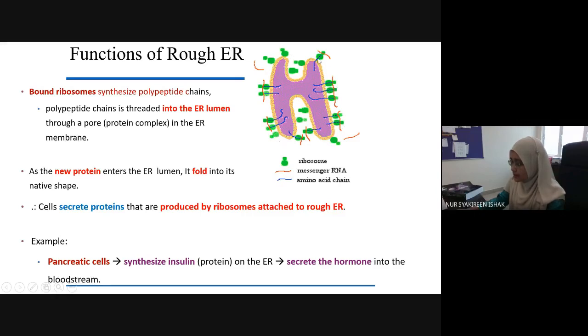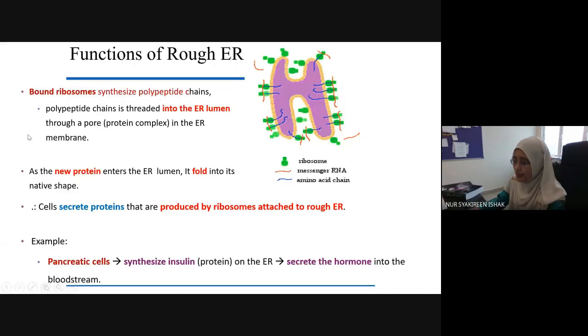As you can see from the diagram here, the bound ribosome will synthesize protein into the lumen of the ER, the cisternal space. Yang purple color here is the cisternal space. The blue thread here is the protein synthesized by the ribosome, which is indicated by the green structure here. Okay, the ribosome. So ribosome synthesize the protein into the lumen of the ER. Yang merah ni adalah mRNA. In order for the ribosome to synthesize the protein, it has to be from the instruction of the mRNA.